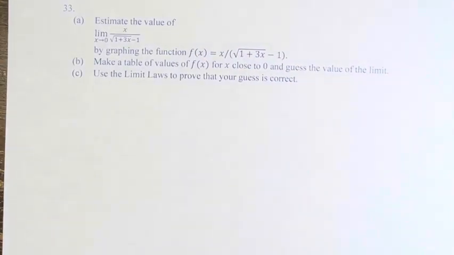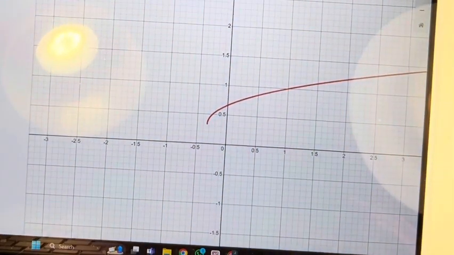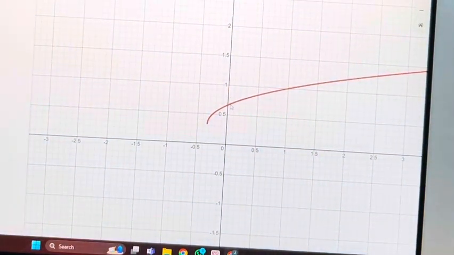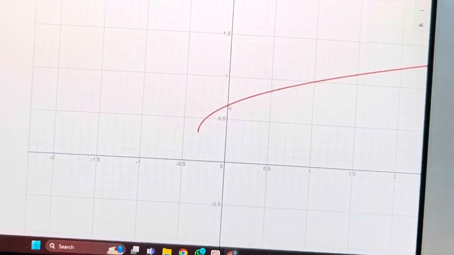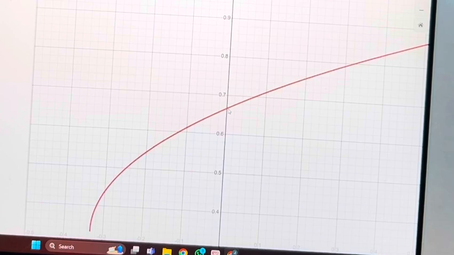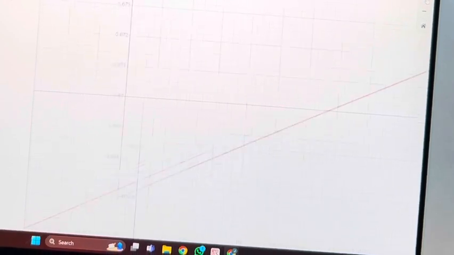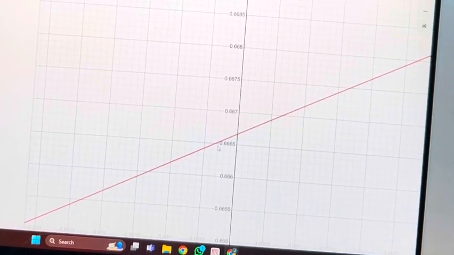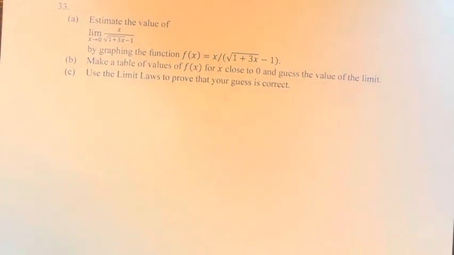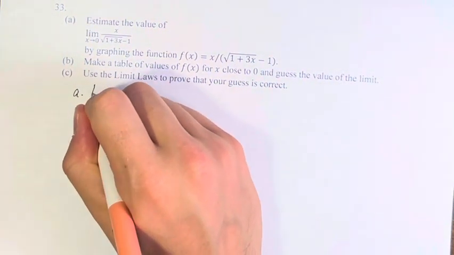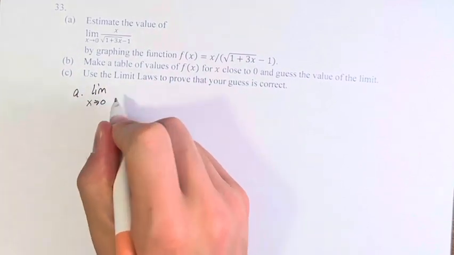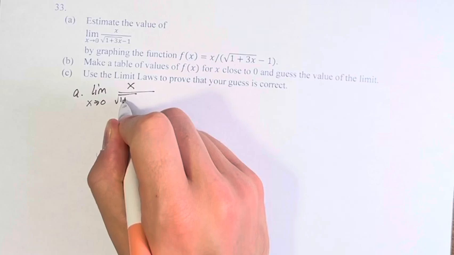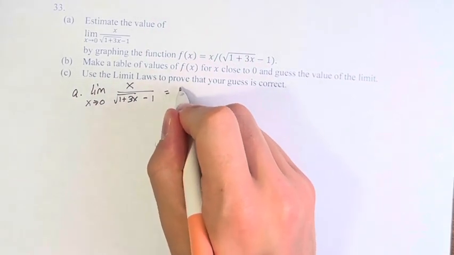So I have it pulled up here in Desmos, and for this function, we are looking at the limit as x approaches 0. So we have to zoom in on x approaching 0, the y-axis, and we can see that as we zoom in further and further, it's approaching 0.666 repeating, therefore it's approaching 2/3. So by graphing it, we can see that the limit as x approaches 0 of x over the square root of 1 plus 3x minus 1 is 2/3.